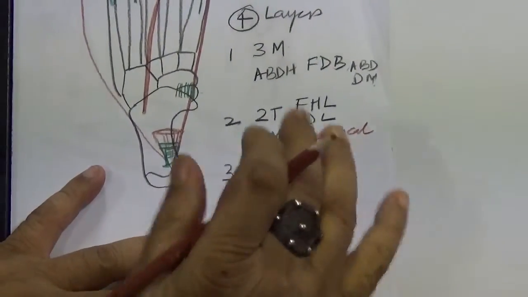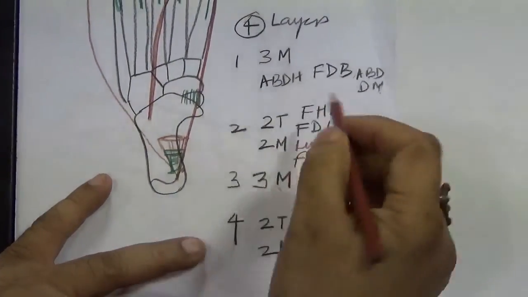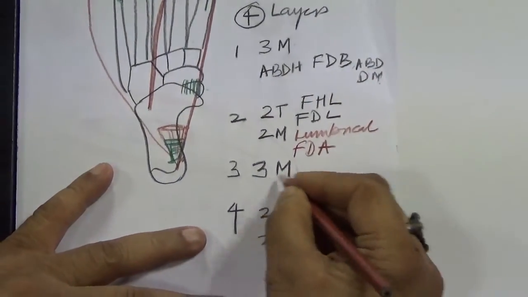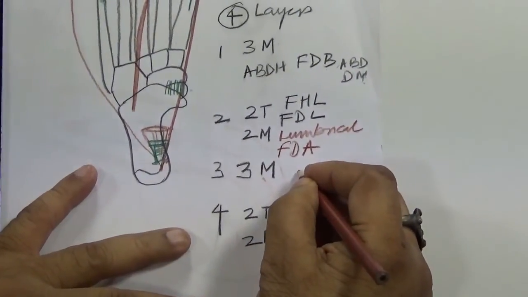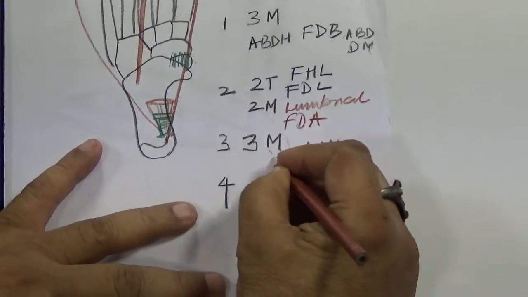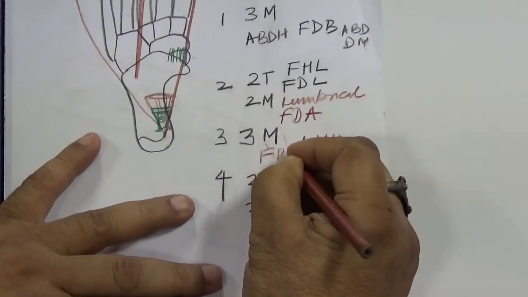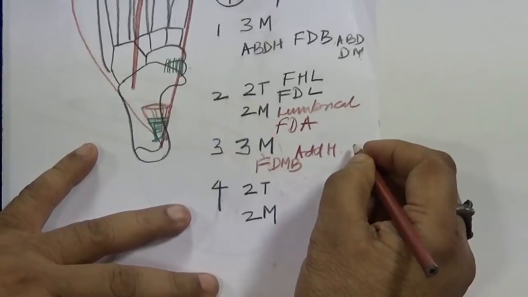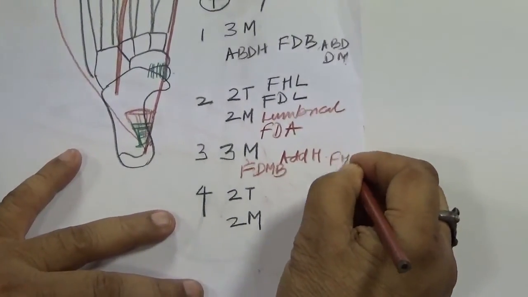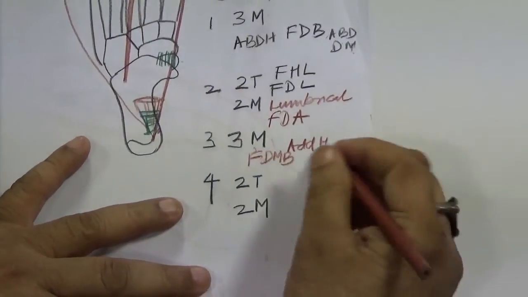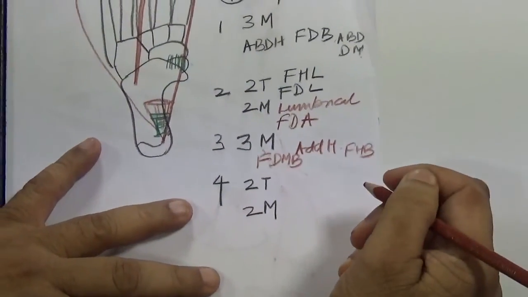In the third layer, the 3 muscles are, see, here it was a flexor between 2 abductors, but here there is an adductor hallucis between flexor digiti minimi brevis and flexor hallucis brevis. So there is an adductor between 2 flexors.